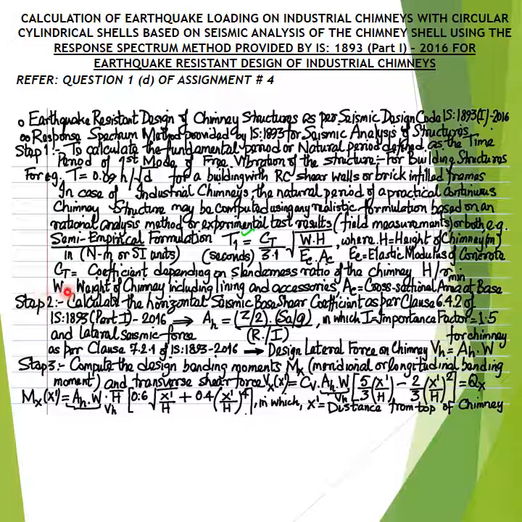while the variable or parameter capital W is the weight of the chimney, including the lining and accessories of the chimney, and the area of cross section denoted as A subscript C of the chimney that is considered in the semi-empirical formulation for calculating the fundamental time period of the industrial chimney structure is the cross-sectional area of the chimney shell at the base of the industrial chimney.